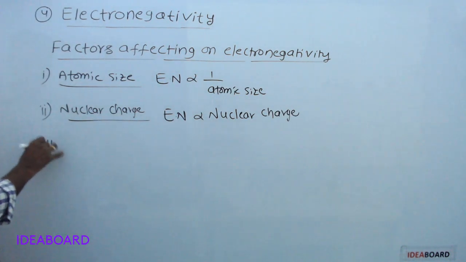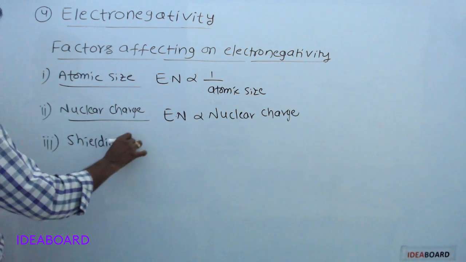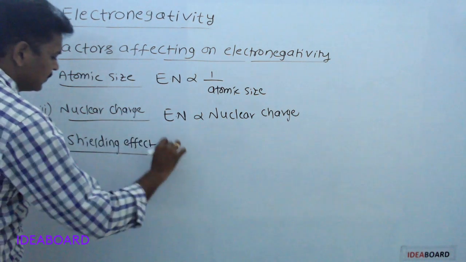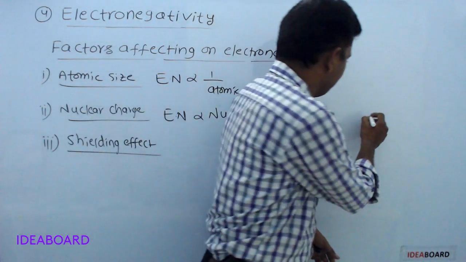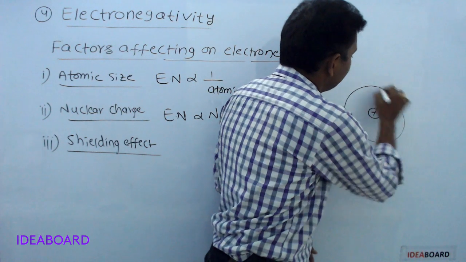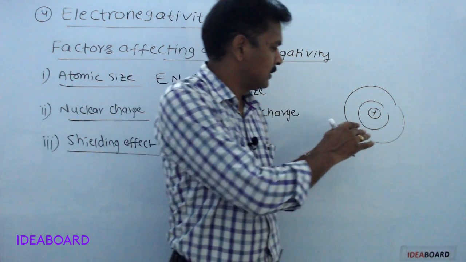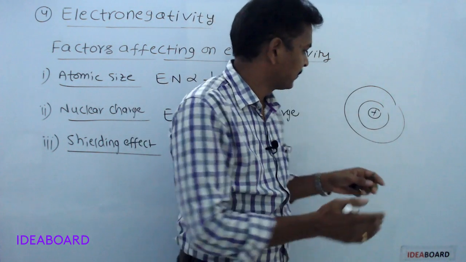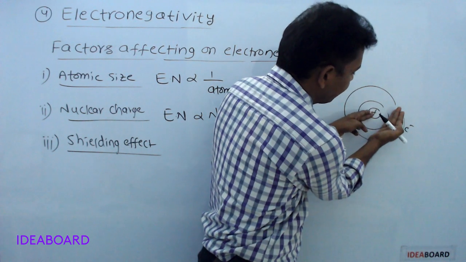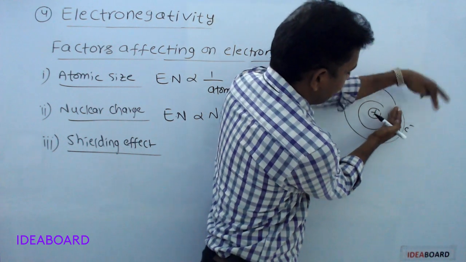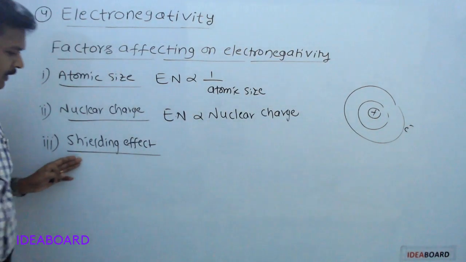Next, the third factor, shielding effect. Already you know what the shielding effect is. In higher atomic number elements, electrons present in the inner orbits act like a screen. They reduce the nucleus's force of attraction on valence electrons. That is called the shielding effect or screening effect.